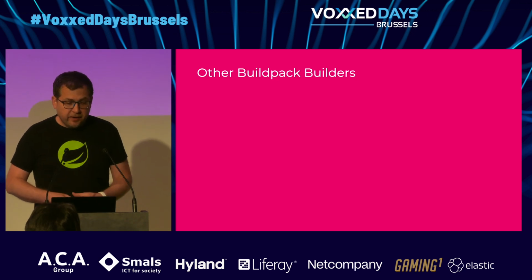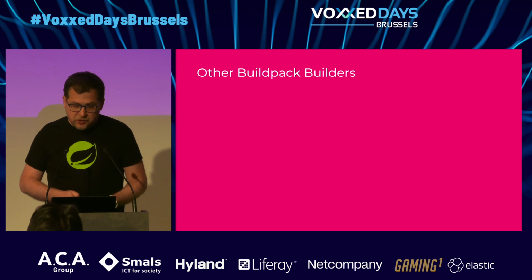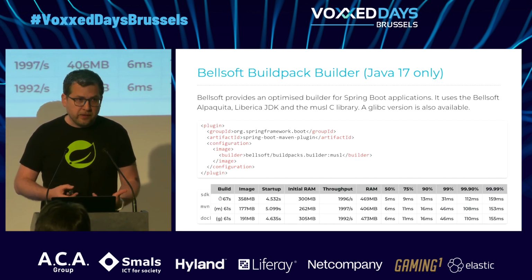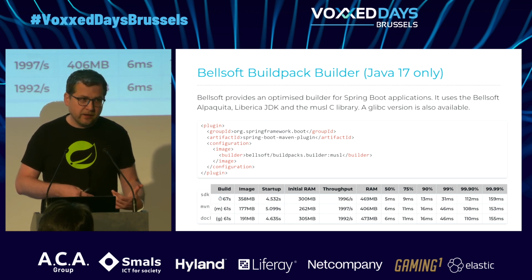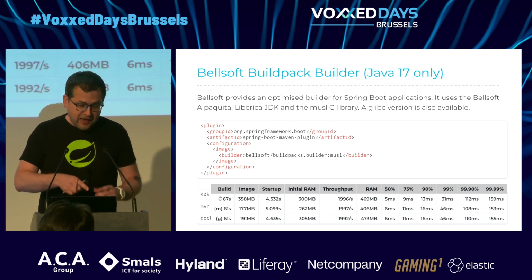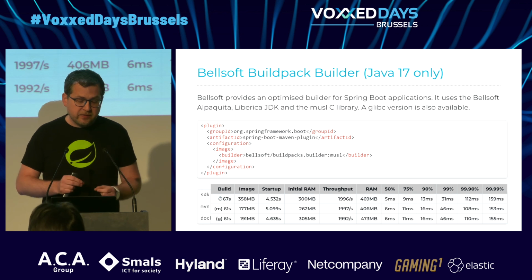Another idea is using another builder and not using Ubuntu underneath. Bellsoft released about a year ago their own builder, where they use an Alpine image. They call it Alpaquita. These are the nice little things, like a small alpaca, right? What they do is they can reduce the size even more, so the Alpine Linux used underneath is really, really tiny.